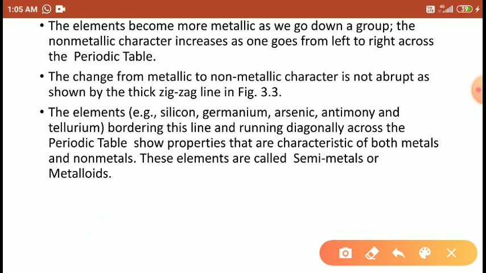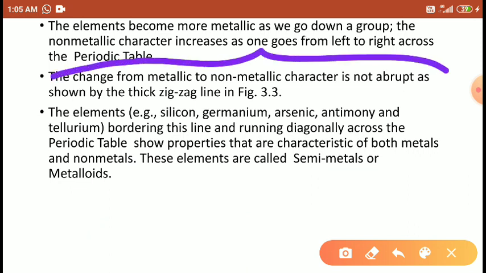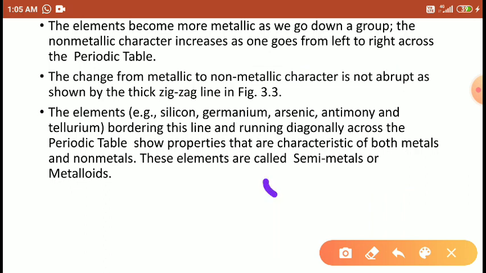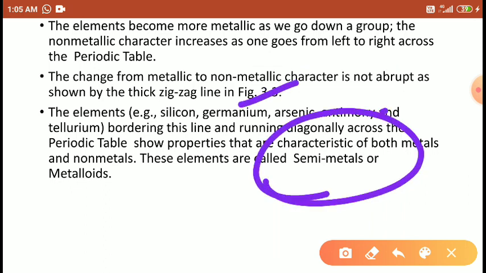And the change from metallic to non-metals is abrupt, in a zigzag motion. When they change from metallic to non-metals, the zigzag motion exists in the periodic table. Students, I will show you. So silicon, germanium, arsenic, antimony, tellurium lie along the diagonal across the periodic table, and these are the semi-metals. Semi-metals means they exhibit both properties, metal as well as non-metal. Right, students?